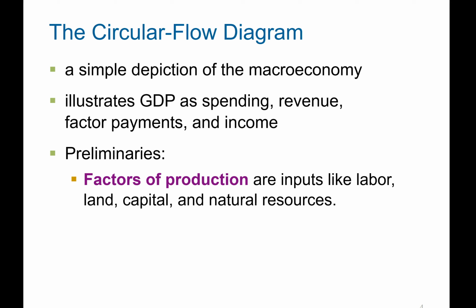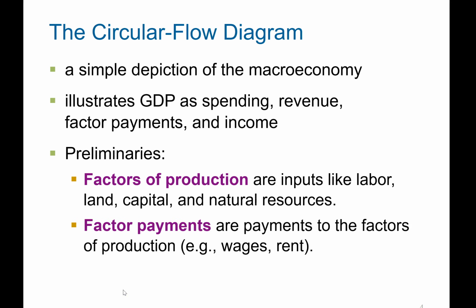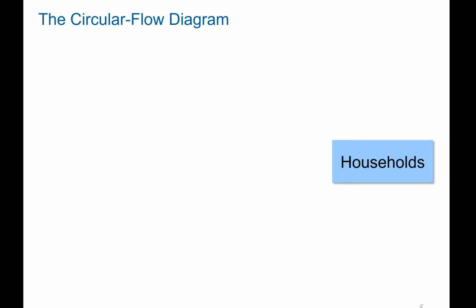And in the circular flow diagram, there's a market for those things. Payments for those things in that market are payments to the factors of production. So when you see the diagram, you'll see that the payment to labor is wages. The payment to land is called rent. The payment to capital is called interest. And the payment to entrepreneurship is called profit. So when we see these factor payments, we'll see that those are the payments to the different factors of production.